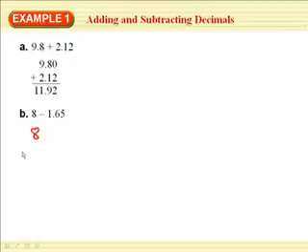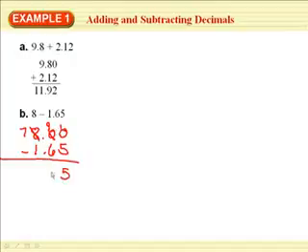8 minus 1.65. The point on 8 is right here, but I have to add 2 zeros, which look what happens when you subtract. You can't take 5 away from nothing. So you have to go all the way over to the 8, borrow, make it a 7. That becomes a 10. We borrow, becomes a 9. 10 minus 5 is 5. 9 minus 6 is 3.